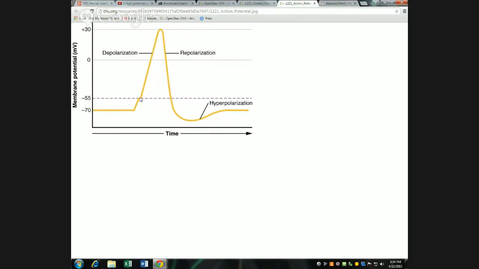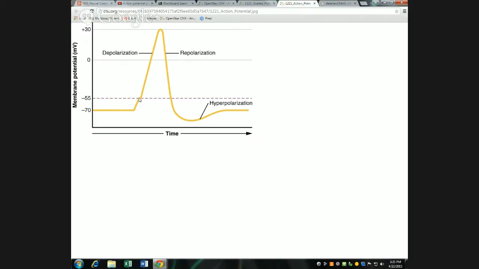Really, we could say the absolute refractory period is when we're in depolarization and the start of repolarization. During depolarization, all sodium channels are open, so we can't get more sodium in. Nothing more is going to happen than what's going on in depolarization. But once we hit +30, the sodium channels get inactivated, and they'll stay inactivated until we get past threshold on the other side. Okay?